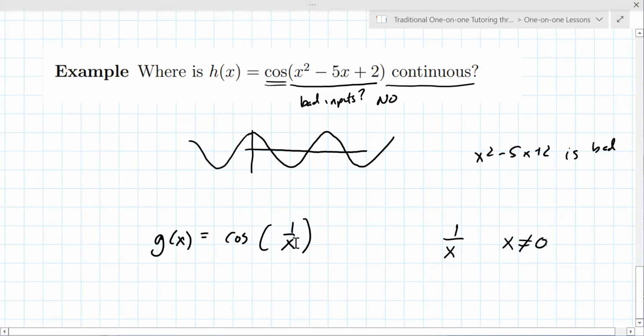So go ahead. What do you mean on the top one when x squared minus 5x plus 2 is bad? It's a question: is it bad anywhere? It's a nice U-shaped graph. There are no places where it's undefined. So you're looking for, and the analogy, I don't know how this works for you, but think of 1 over x like someone who's got a food allergy in your family, and cosine is the family.